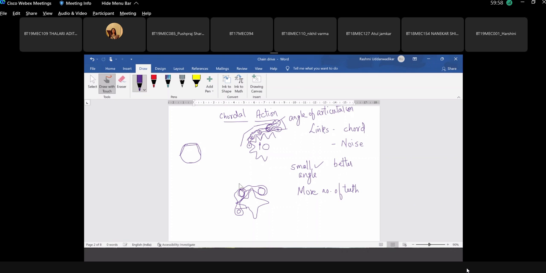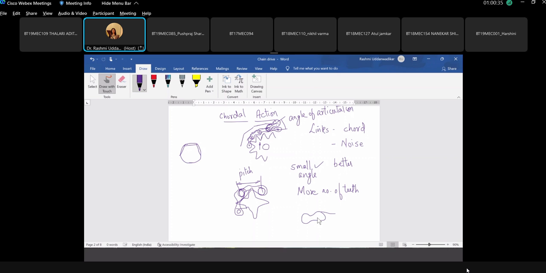With more teeth, this distance, which is known as pitch, would also reduce. So if this is made out of a number of small chords, by definition a circle is made out of infinite chords. If these chord lengths are small, if this pitch is small, then the motion would be more smooth. But in that case, the number of links would increase, isn't it?